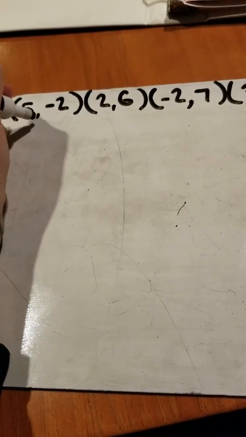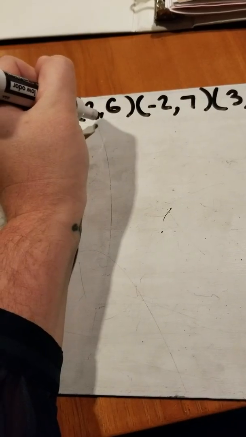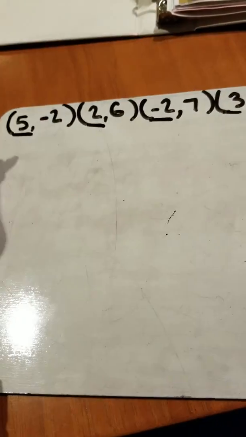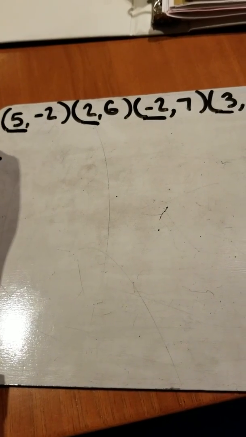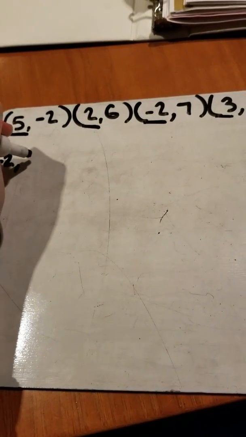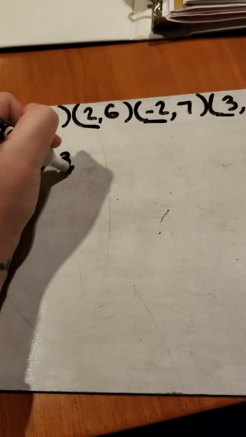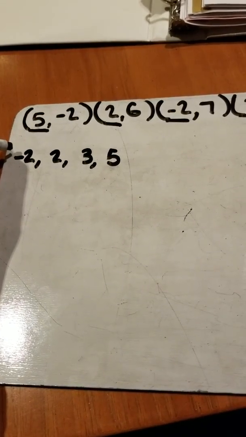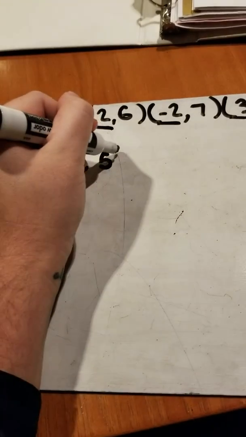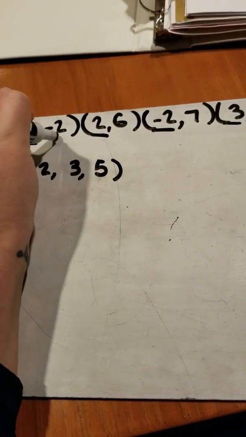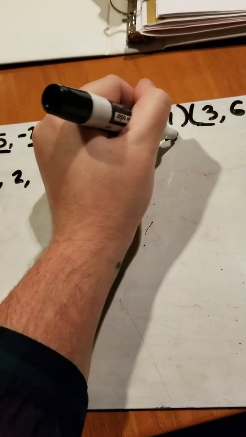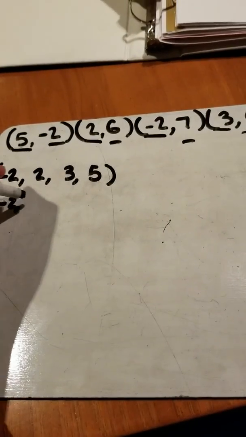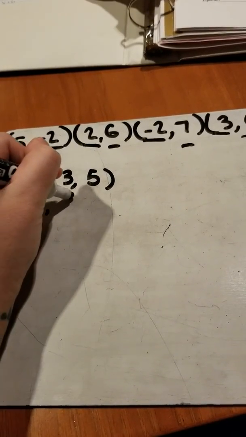So domains are my x's, right? In this case, domains would be 5, 2, -2, and 3, and those need to go in numerical order. So if I was listing my domains, it would be -2, 2, 3, and 5, and it would go in these little brackets. My ranges would be -2, 6, 7, and 6. Again, in numerical order, it would be -2, 6, and 7.